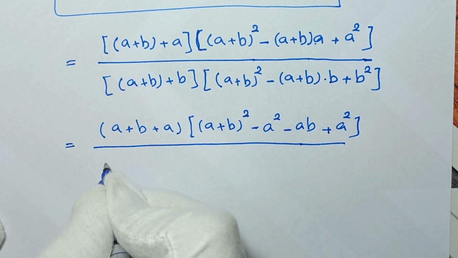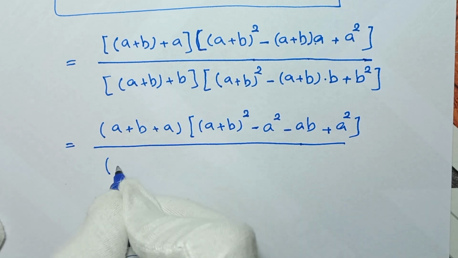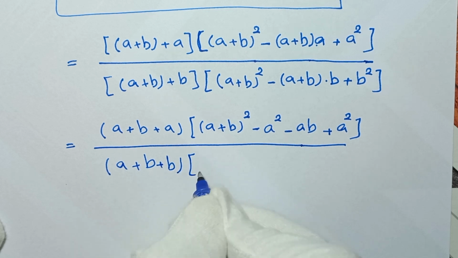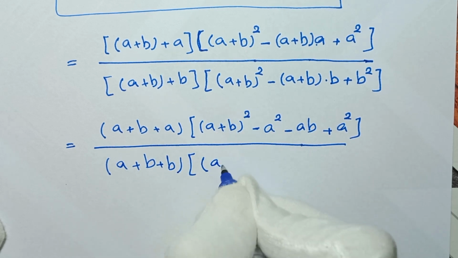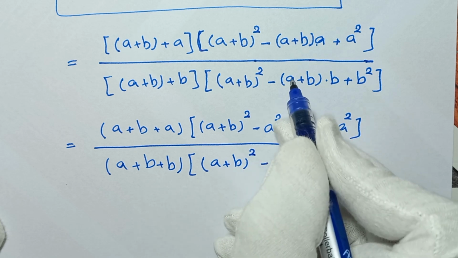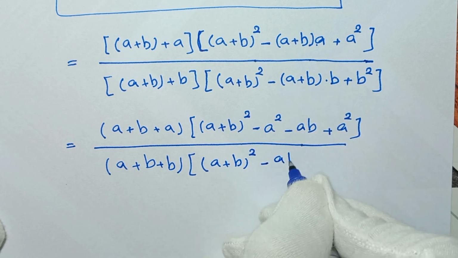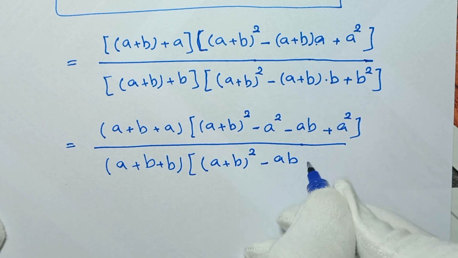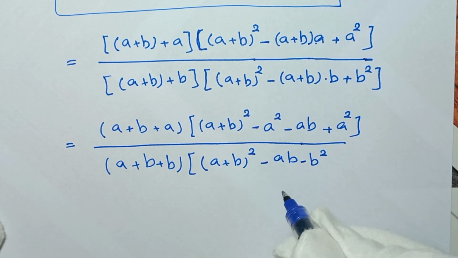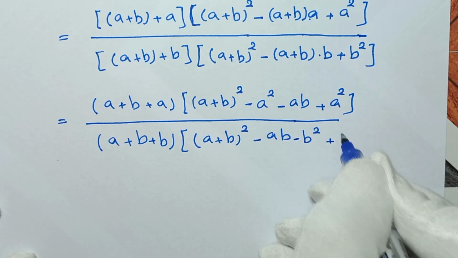And for the denominator, we have a plus b plus b, and in here we have a plus b to the power of 2 minus a times b, it will be ab, and b times b, it will be b squared, right? In here we have negative, so it will be negative b squared, and plus b squared.